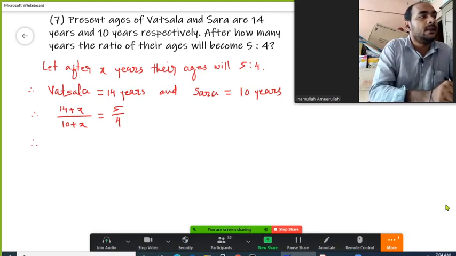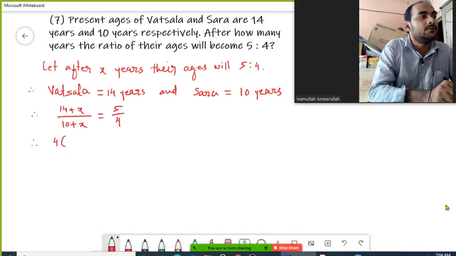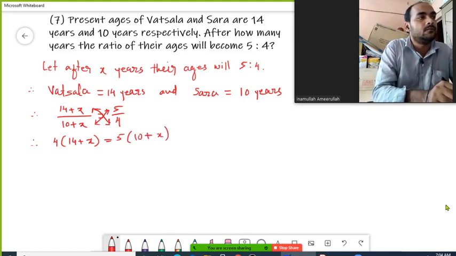Now this can be cross multiplied. So I can write it as 4 × (14 + x). These two will multiply together and these two will multiply together, and 5 × (10 + x). So 56 + 4x = 50 + 5x.